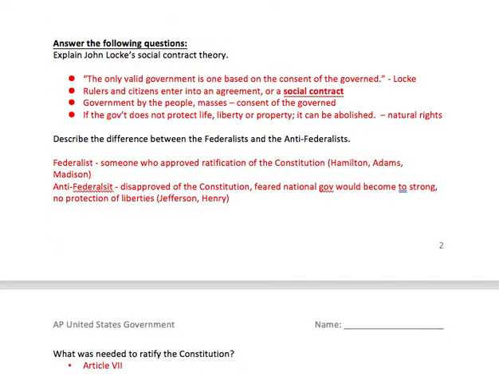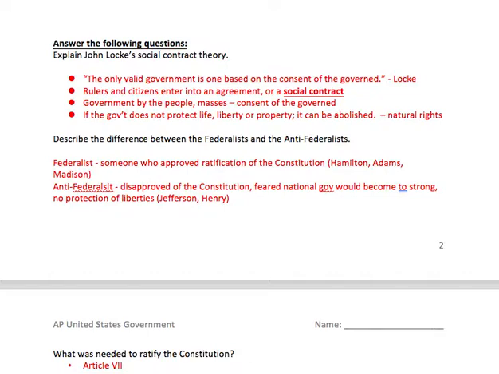A couple key ideas: John Locke's social contract theory. The only valid government is one based on the consent of the governed. Rulers and citizens enter into an agreement, or the social contract, to be governed by the people. It's by the masses. If it does not protect those three things, life, liberty, property, then it should be abolished, and all people have natural rights.